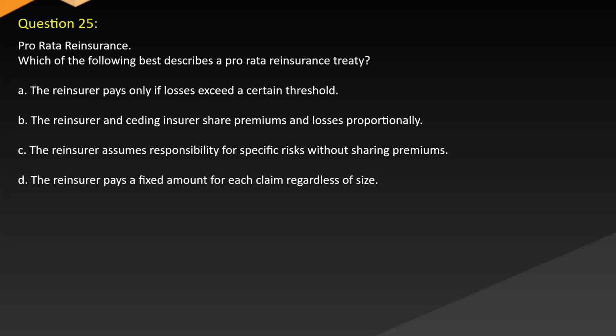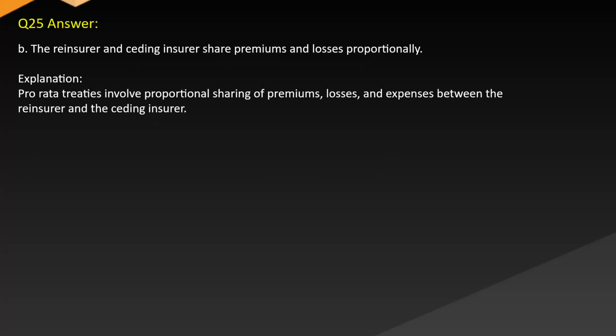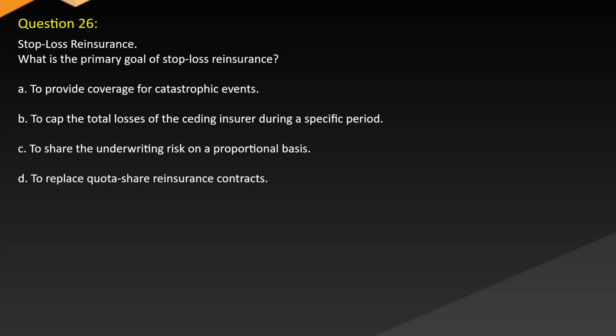C. The reinsurer assumes responsibility for specific risks without sharing premiums. D. The reinsurer pays a fixed amount for each claim regardless of size. Answer: B. The reinsurer and ceding insurer share premiums and losses proportionally. Explanation: pro rata treaties involve proportional sharing of premiums, losses, and expenses between the reinsurer and the ceding insurer. Question 26. Stop loss reinsurance. What is the primary goal of stop-loss reinsurance?